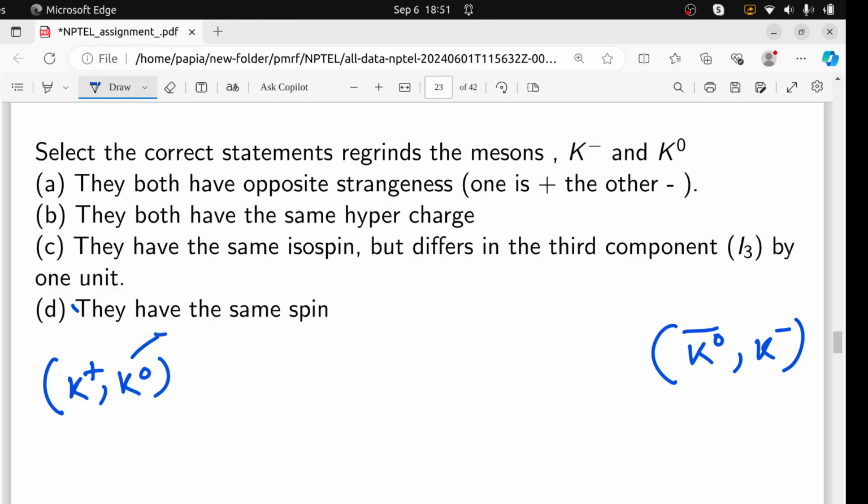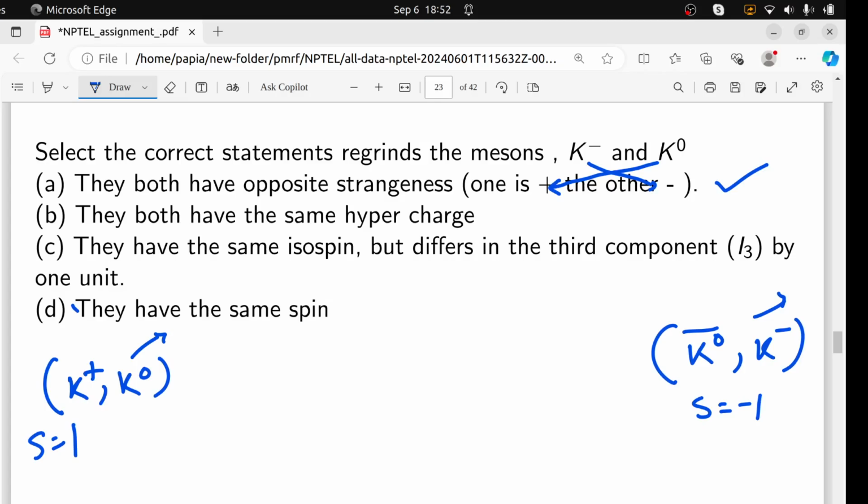That means they are focusing on here and here. They both have opposite strangeness. This has a strangeness plus 1. This has a strangeness minus 1. So one is plus, another one is minus. So that is correct. K minus has strangeness minus 1, K0 has plus 1. So both have opposite strangeness, that is correct.